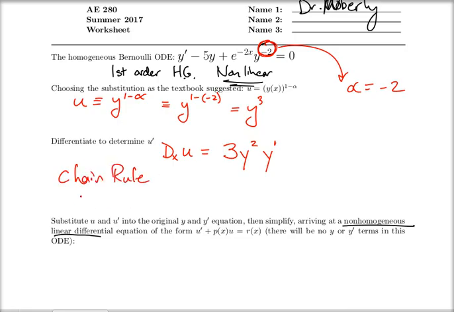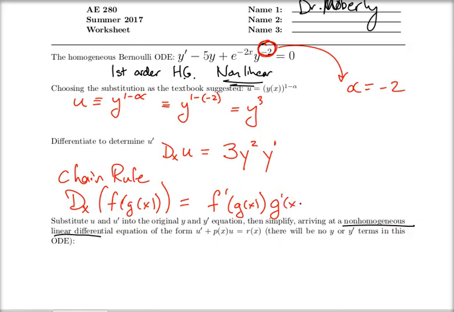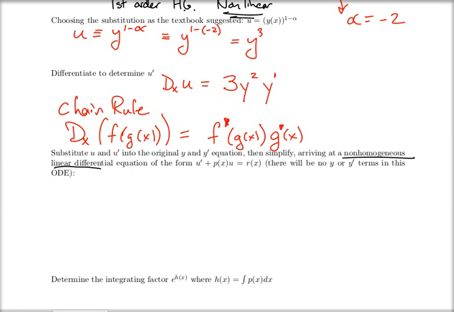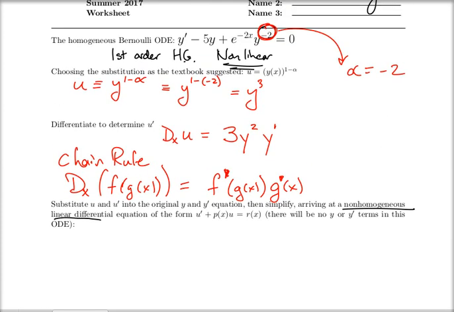Let's just remind ourselves what the chain rule is. If we have f of g of x, and we take its derivative, that's f prime of g of x times g prime of x. Here the f is the cubing, and the inside is the y function itself. All right, that's our chain rule. So now let's do our substitution. Substitute u and u prime into the equation.